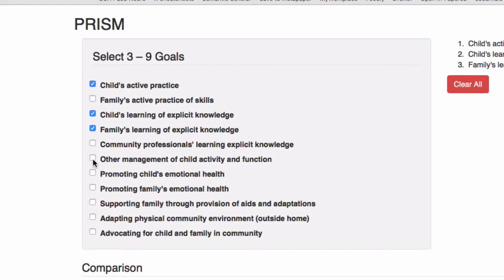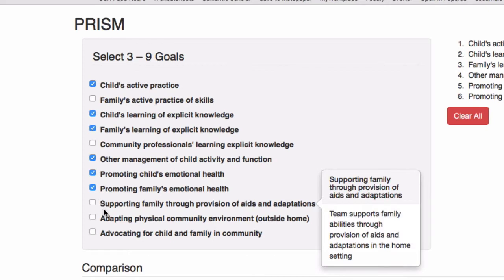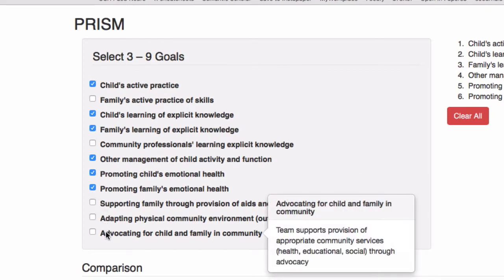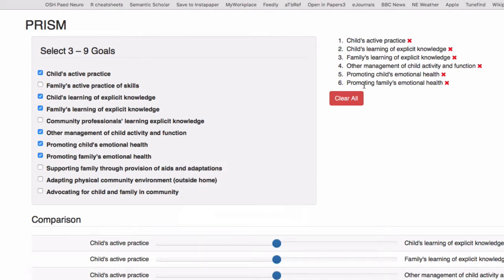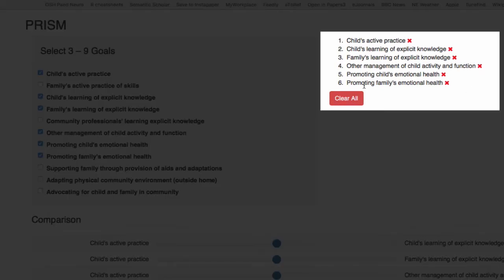Under other management, this again, to remind you, refers to issues such as tone management. So this young man does have some increased tone down the right side. We've provided an AFO to help with foot positioning. As mentioned, there's certainly work going on to support the young person themselves emotionally and his mother emotionally. But these more community-facing adaptations we're leaving unchecked for the moment. So here are the 6 ingredient mediator combinations that we've selected. If wanted, you could click clear all and start over.